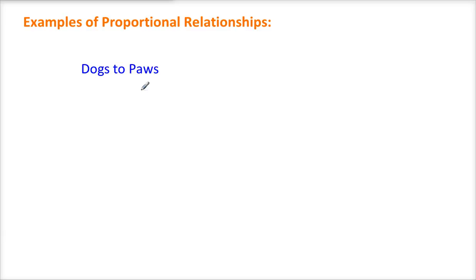First of all, let's start out with an example of two units that have a proportional relationship. So the units that we're comparing are dogs and paws. This should be something that we're all familiar with. If we have one dog, how many paws does that mean there are? Well, one dog has 4 paws. If I have 2 dogs, how many paws are there? 4 and 4 is 8. If I have 6 dogs, how many paws does that mean there are? Well, there's 4 on every dog, so 4 times 6 is 24.